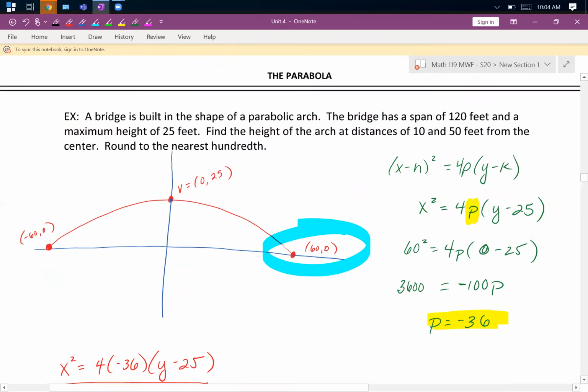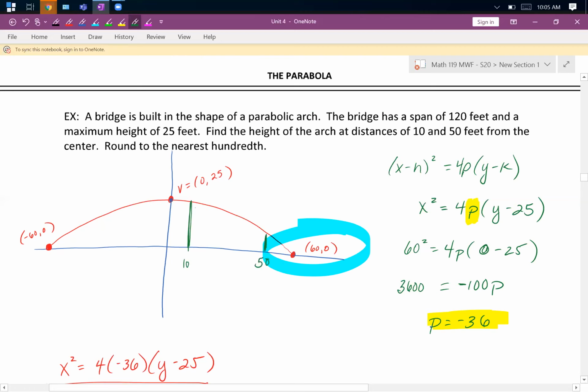All right, well, the first question says find the height of the arch at distances of 10, and then we'll do it again for a distance of 50 feet from the center. Well, they're asking us to find the height, which is the y value, at a distance of 10 and 50 feet from the center. So we have two little problems to do here. We're plugging in an x value of 10 feet, and then we're going to plug in an x value of 50 feet and find the corresponding y values.